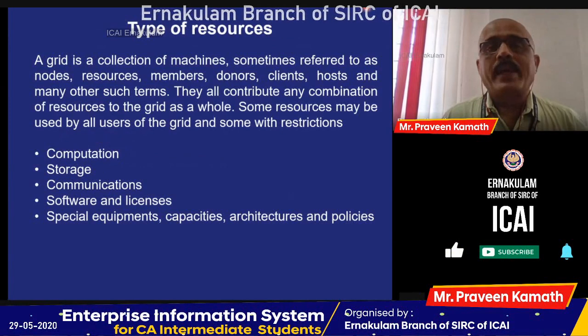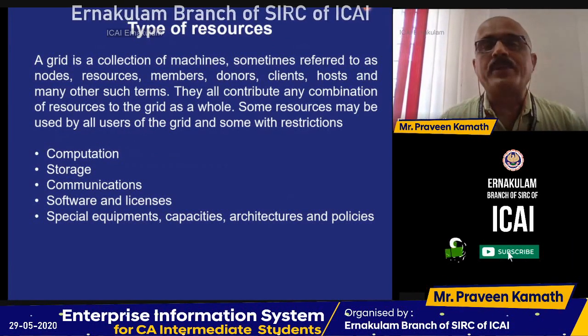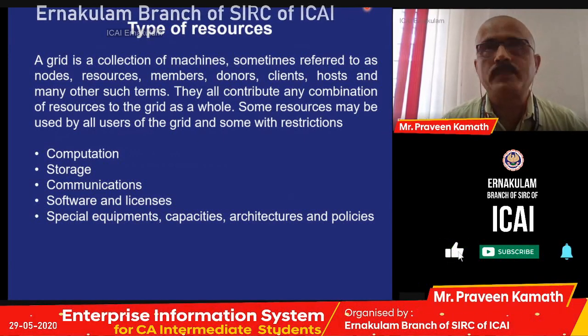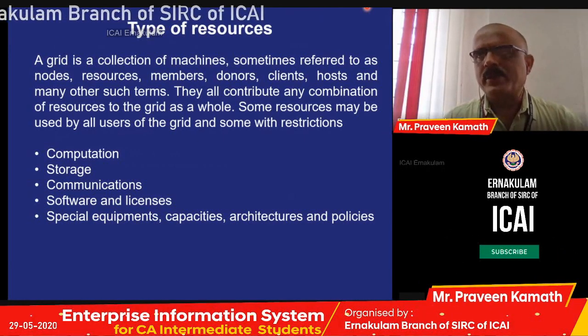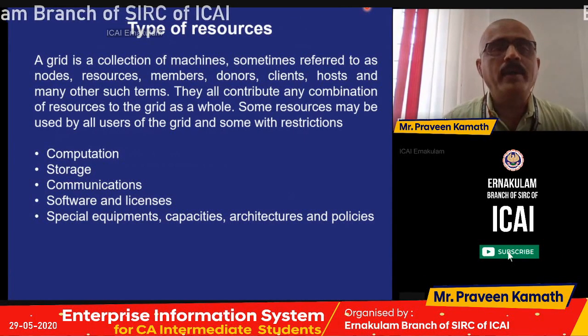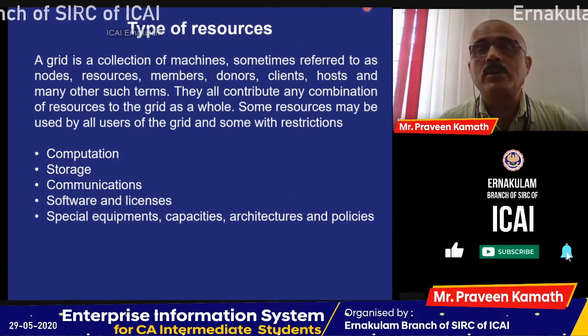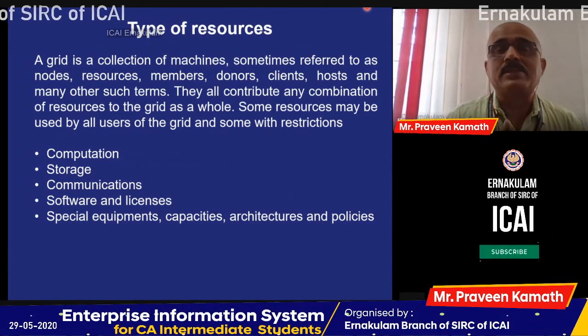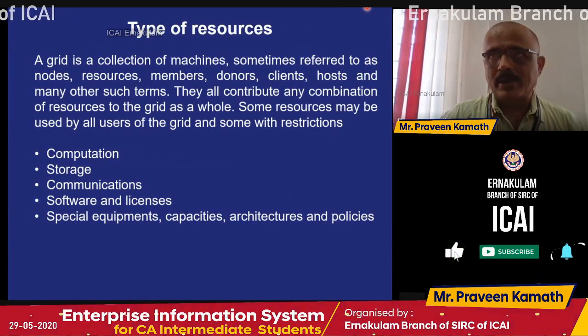Now, types of resources. A grid is a collection of machines sometimes referred to as nodes. So any machine which is connected to a grid is called a node. Even a machine which is connected to a network is also called a node. It has resources, and it can be called members, donors, client, hosts. All these names can be used interchangeably. So either you can call it a node or you can call it a resource if it is available.